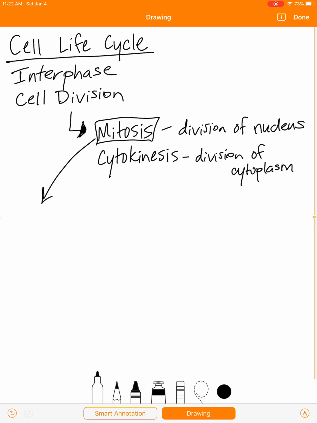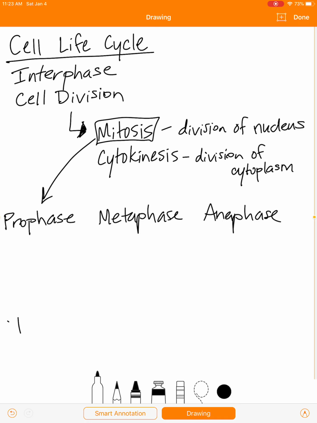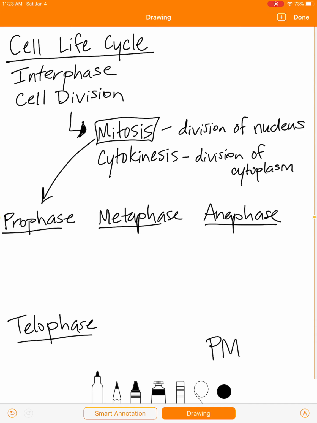So there are 4 phases of mitosis. Those are prophase, metaphase, anaphase. I'm just going to come down here and do telophase. So prophase, metaphase, anaphase, and telophase. An easy way to remember that is PMAT, in that order. So let's talk about what is going to be happening in each one of these phases of mitosis.